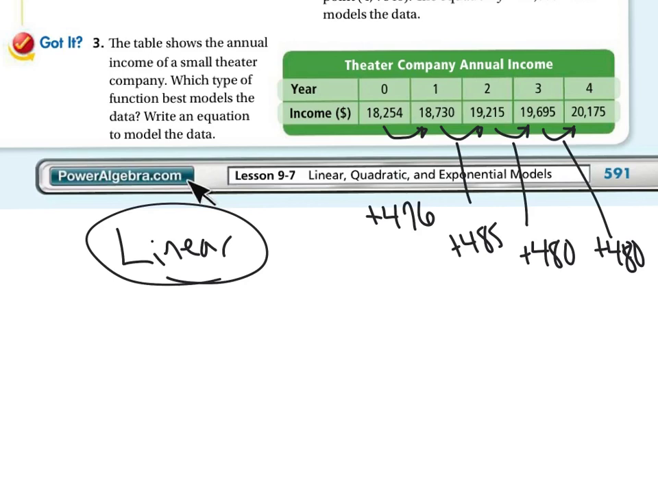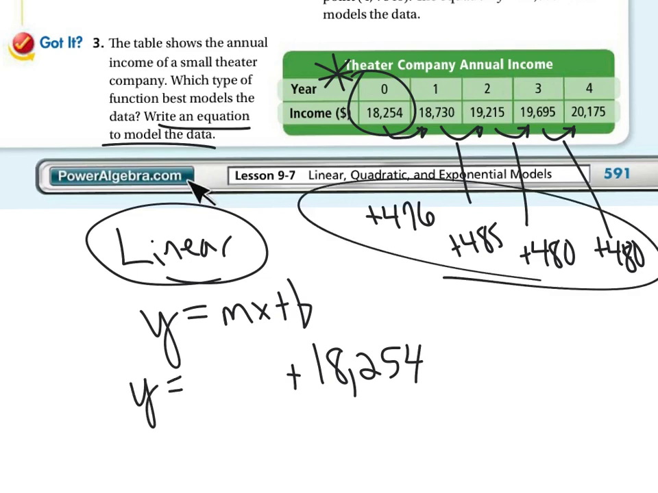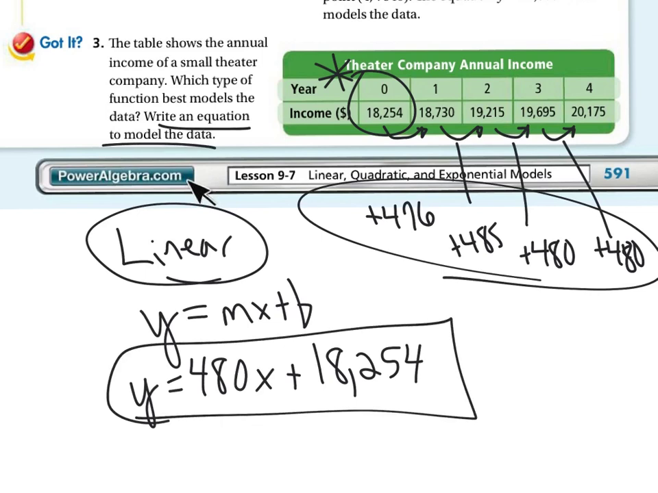And then it says write an equation to model the data. So a linear equation, y equals mx plus b. Probably what I would do is just say this first point at year 0, that's going to be your y-intercept. So 18,254 goes in place of b. And then the slope, if you look at these numbers, they were off a little bit. I'm going to say they were all pretty close to 480 though. So I'm just going to say my slope is about 480. And that would be the equation for that.